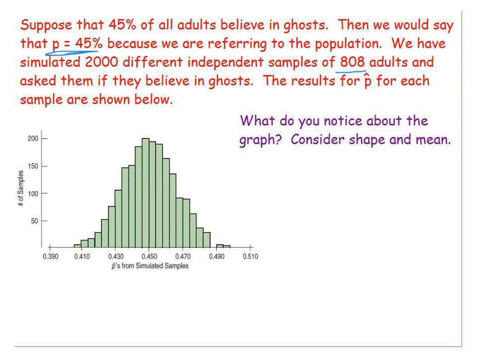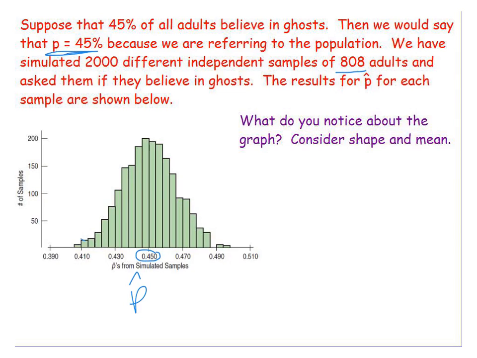The results for each P hat, so the results for each and every sample, are shown in this graph. Along the bottom are our proportions. These are our P hats. They are in decimal form. So our original P was 45%. That's this right here. That's for the population. As you can see, it's in the middle of the graph and it's basically the highest bar. But that was for the whole population. Each of these represents P hats.